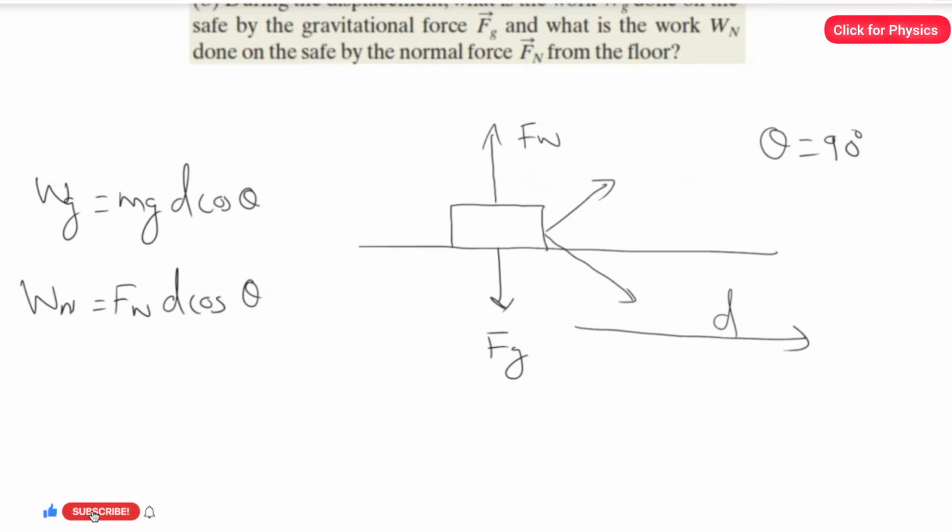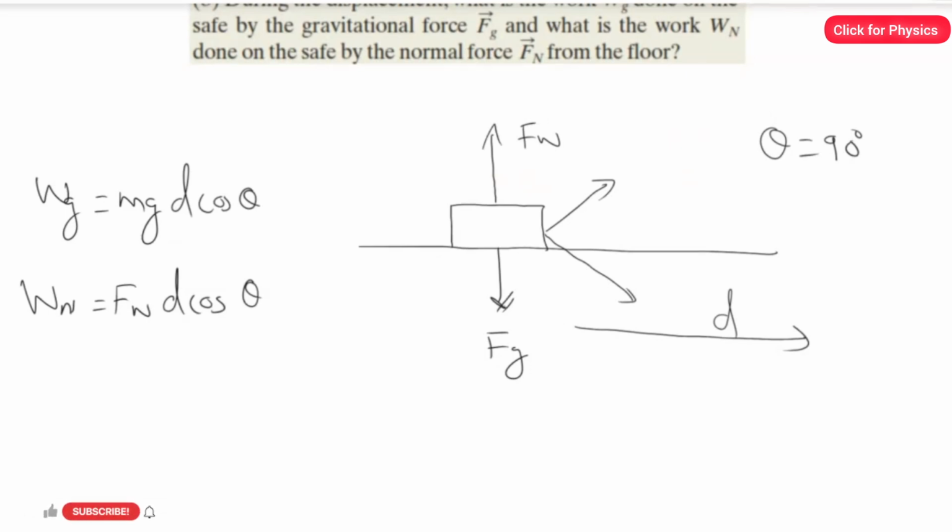The most important thing is to see the direction of the force as well as the direction of the displacement. For the normal force as well as the force due to gravity, based on the direction of the displacement, both forces act on this block at 90 degree. That means the cosine of 90 degree is 0. So you don't need to substitute the other values here. Once you substitute the angle, the cosine of 90 becomes 0.